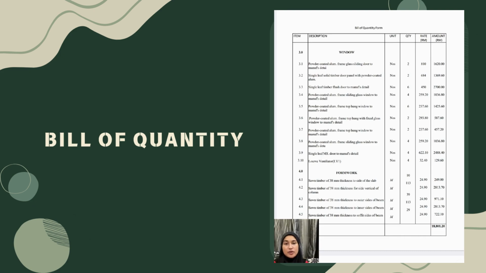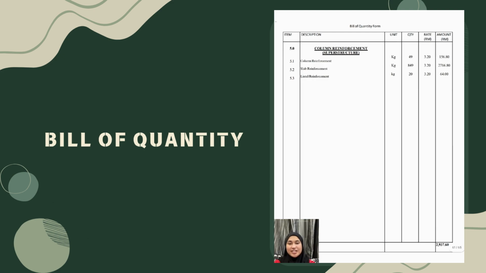This slide details the windows and openings. The major items include powder coated aluminium frame sliding and top hung windows, single lift MS doors, and roof ventilators manufactured to specifications. The total expenditure for this section is RM11,332. The final component is the superstructure reinforcement. This involves steel reinforcement bars for the columns, slabs, and lintel price at a flat rate of RM3.20 per kilogram.